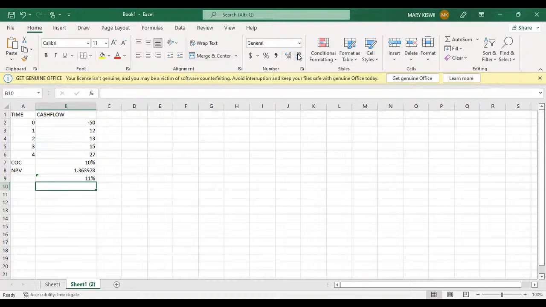No, you can't decrease like that. The 11% should be highlighted. So then increase up, abracadabra. Great.